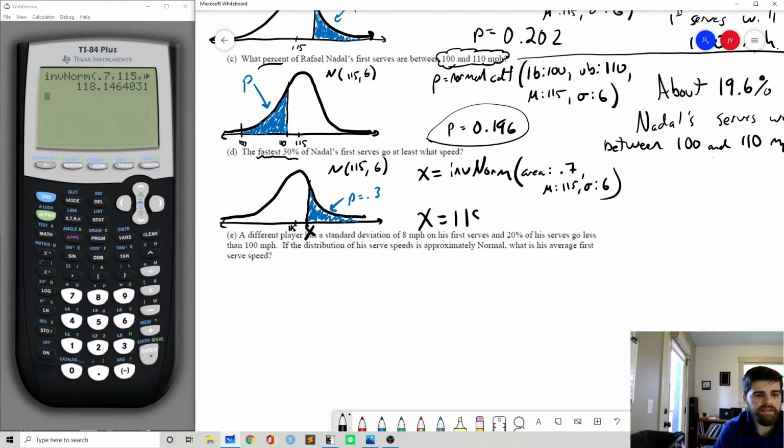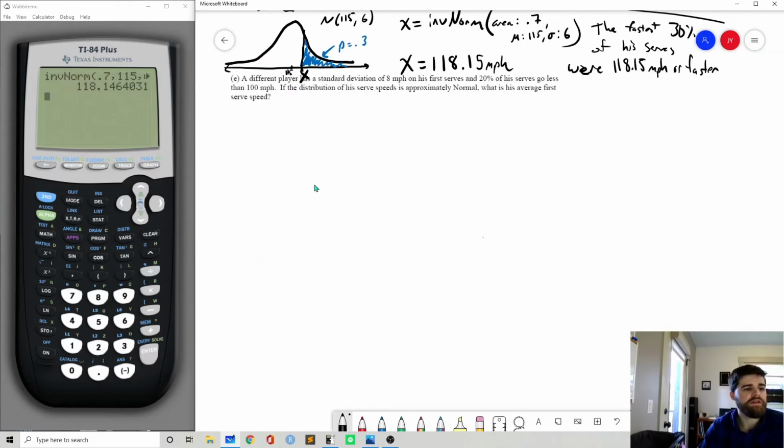So we get 118.15 miles per hour. Cool, and based on our little sketch here, that makes sense, right? It's about half a standard deviation away, all right? That looks pretty good. All right, and last but not least, we should always write a quick sentence.